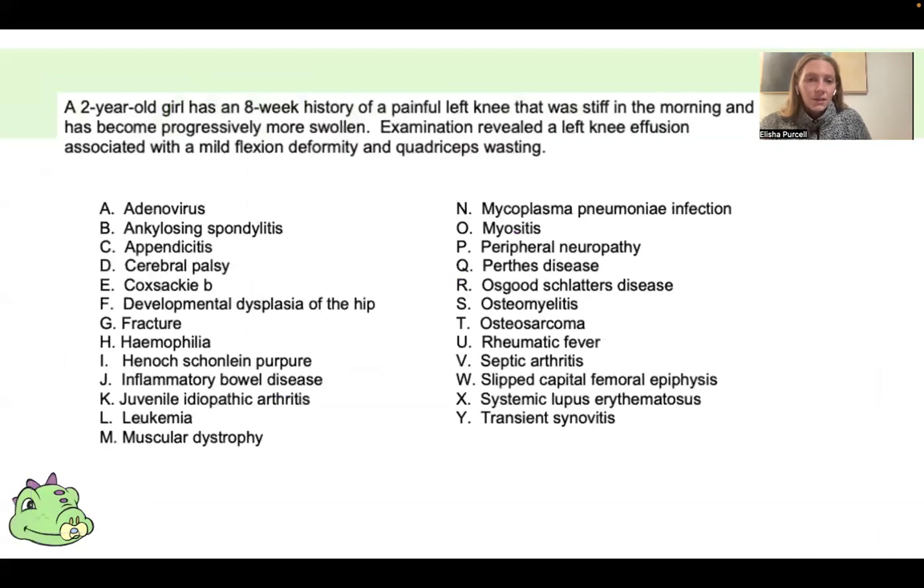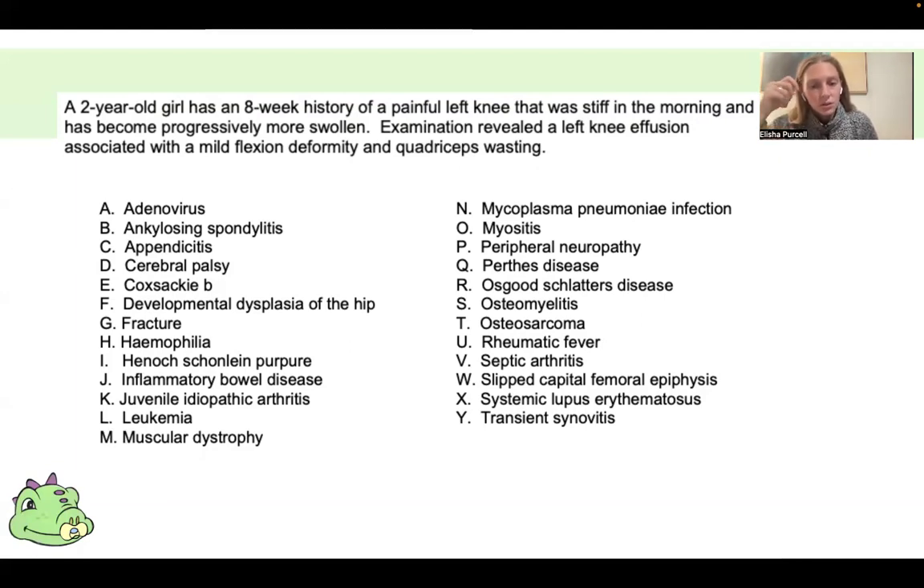So next set of questions. A 2-year-old girl has an 8-week history of a painful left knee that was stiff in the morning and has become progressively more swollen. Examination revealed a left knee effusion associated with a mild flexion deformity and quadriceps wasting. What do we think it is?